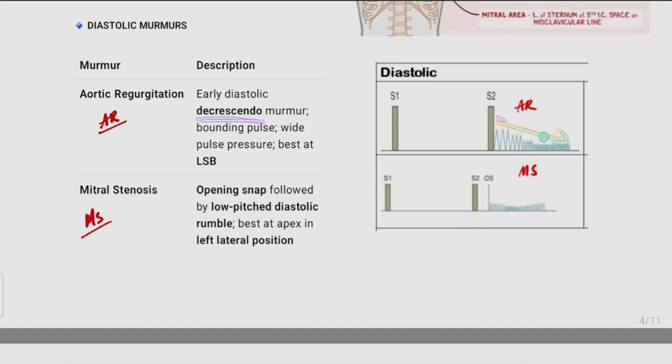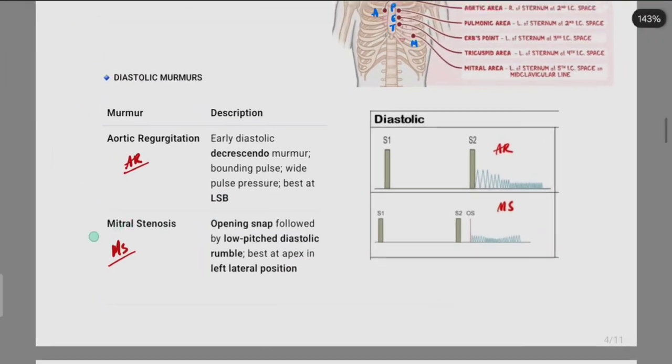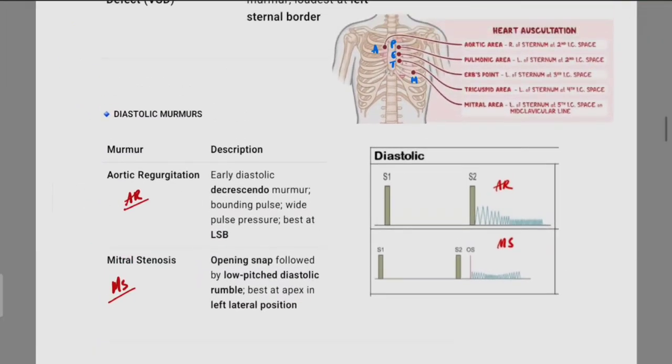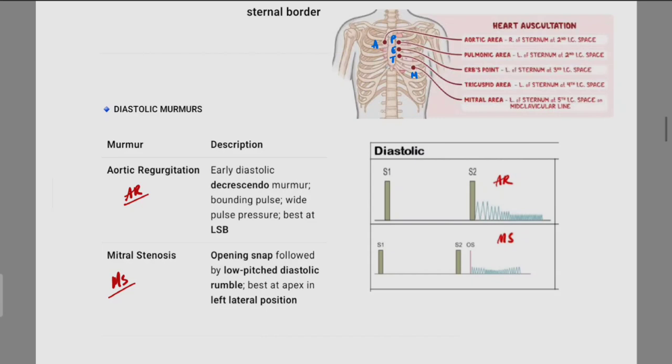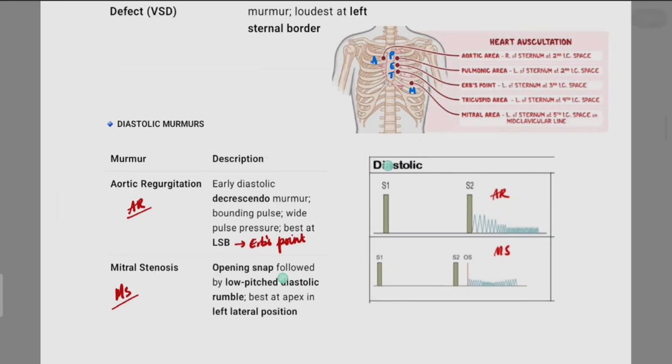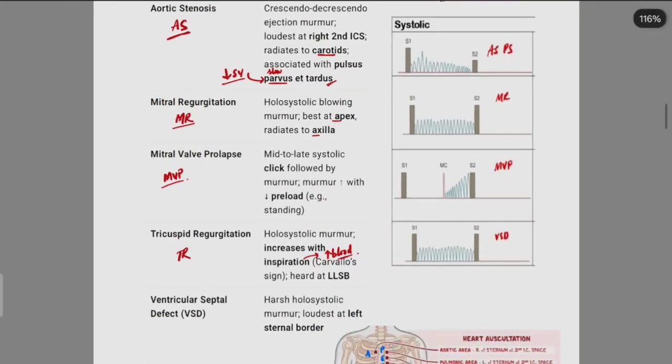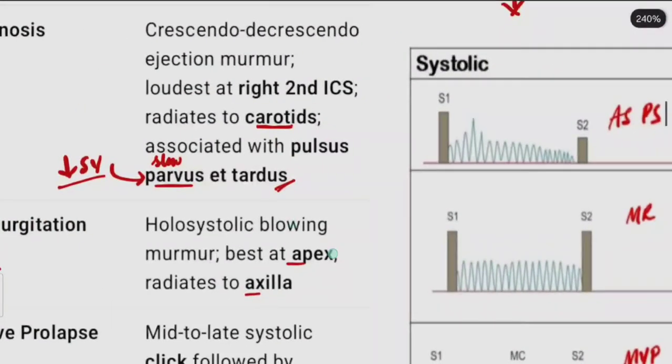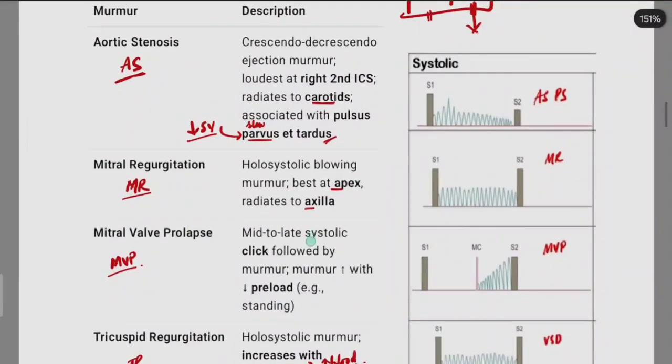So it is a decrescendo murmur, it's array, with bounding pulse and wide pulse pressure, and this is also at the left sternal border. So aortic regurgitation is also at the left sternal border. Also remember, this is heard at Erb's point, so that is why it is left, right? So if you remember, aortic stenosis was on the right side, right? We remember it on the right side because it is also radiating to the carotids on the right side. Pulsus parvus et tardus, we remember it like that, right?